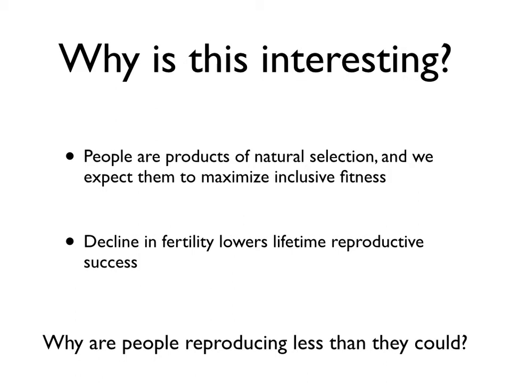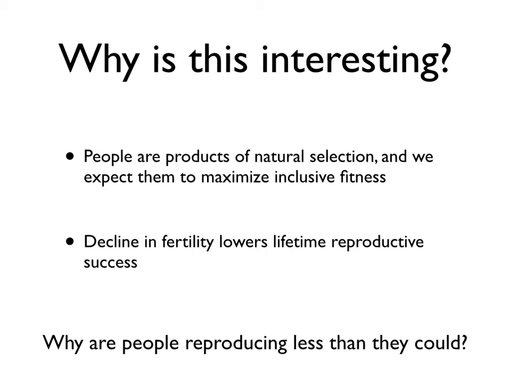We're here because our ancestors were successful. If we've inherited their traits, we expect to inherit those successful behaviors that lead to us leaving more offspring and genetic heritage to future populations. When you decrease your birth rates, when you show a decline in fertility, this directly lowers your lifetime reproductive success. So from an evolutionary perspective, this is a mystery.